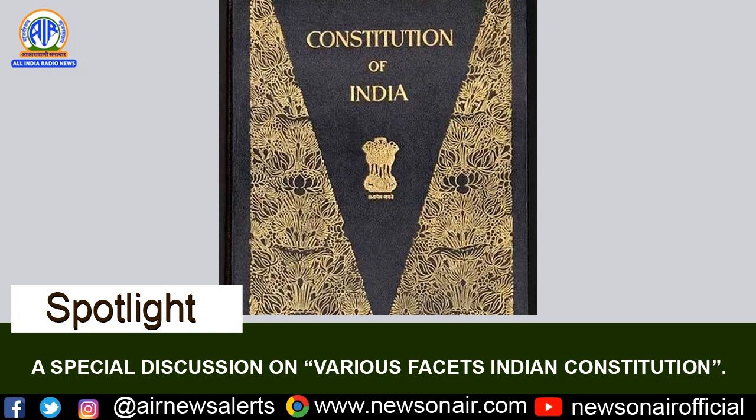But the preamble was drafted on the basis of the objectives resolution which was moved by Pandit Jawaharlal Nehru in the first meeting of the Constituent Assembly. And in that resolution, the entire concept of a free India became the basis of the preamble of the Constitution. For example, liberty, equality and fraternity, justice, social, economic and political, and freedom of expression, freedom of speech, freedom of conscience and freedom of religion. These were the things which were there in the objectives resolution, and the same things find a place in the preamble of the Constitution.